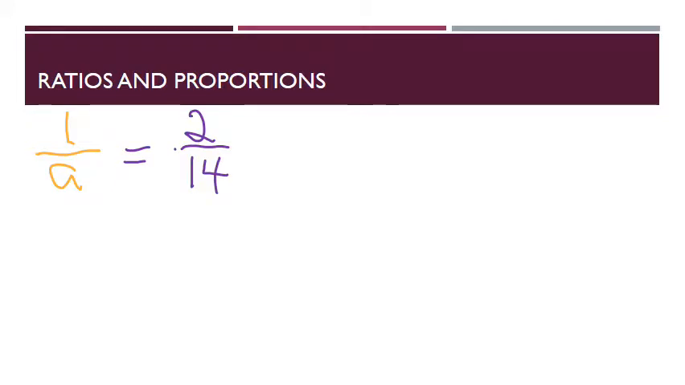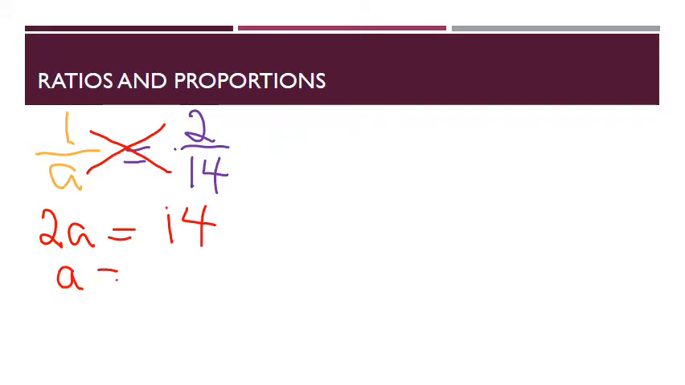All right, so we are going to use our cross product method. So I'm going to multiply a times 2, so that's going to give me 2a. And 1 times 14 obviously just gives me 14. So now I'm going to isolate the a by dividing both sides by 2. And 14 divided by 2 is 7, and a is equal to 7.